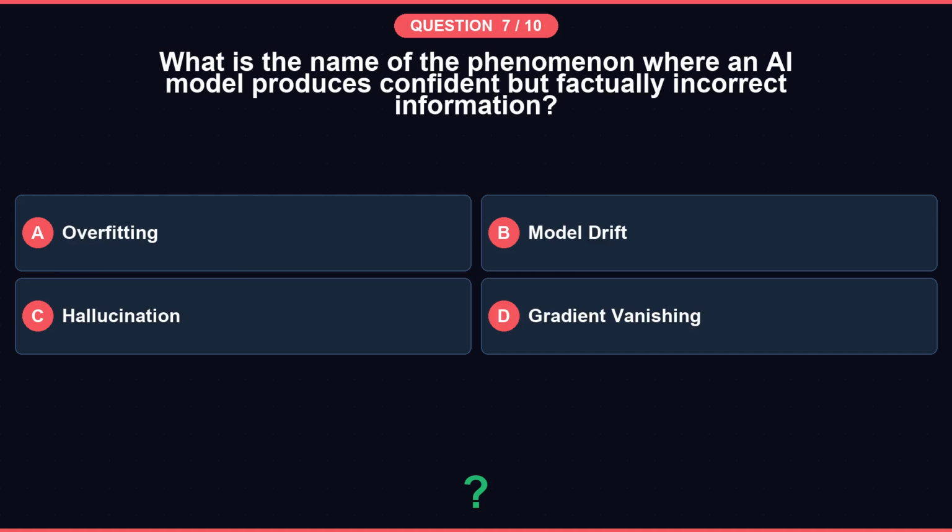Question 7. What is the name of the phenomenon where an AI model produces confident but factually incorrect information? A. Overfitting, B. Model drift, C. Hallucination, D. Gradient vanishing.